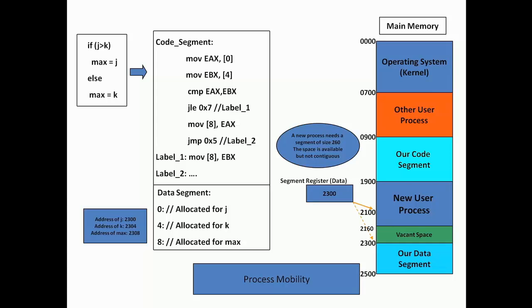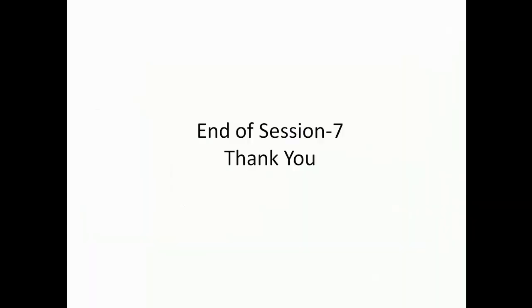So, I did not change my program, and automatically the values of J, K and max got adjusted immediately. This is possible because of segmentation, because every time I do a memory access, I add the base value in the segment register to that. Now, your segment register's value has changed to 2300 and it immediately takes care of all the accesses that we are talking of. Got it? Okay.